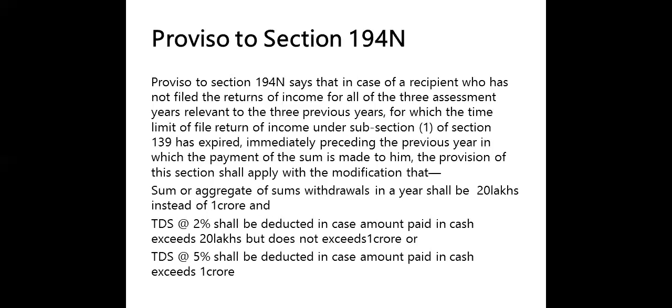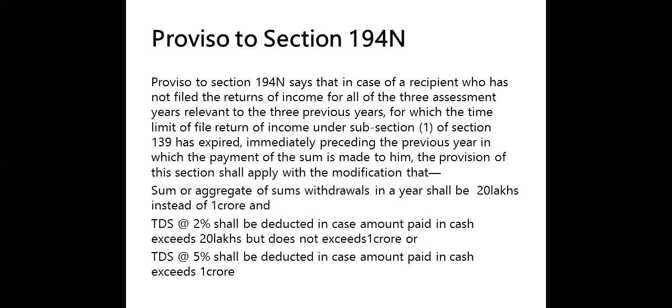But suppose any person had not filed his return of income for the previous 3 years, then that limit of 1 crore shall be reduced to 20 lakh rupees. And as soon as a person withdraws any amount above 20 lakh rupees in cash, the TDS shall be deducted at the rate of 2% till the amount of cash withdrawal reaches 1 crore. And once the amount of cash withdrawals exceeds 1 crore, TDS at the rate of 5% shall be deducted in that case.